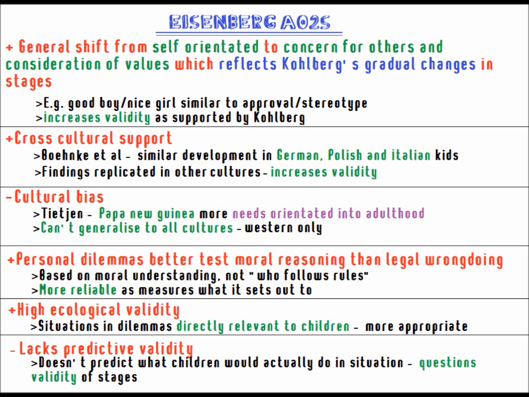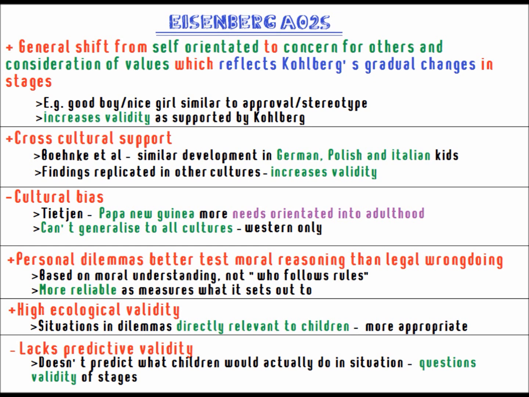However, there is Western cultural bias. T.H. found that in Papua New Guinea, they are more needs-orientated into adulthood. Therefore, you can't generalize Eisenberg's stages to all cultures. Personal dilemmas better test moral reasoning than legal wrongdoing, as they're based on moral understanding rather than who follows the rules. Therefore, they're more reliable as they measure what they set out to measure.